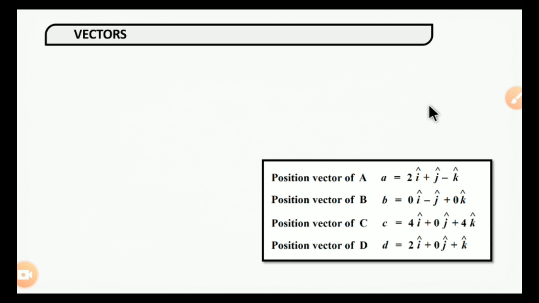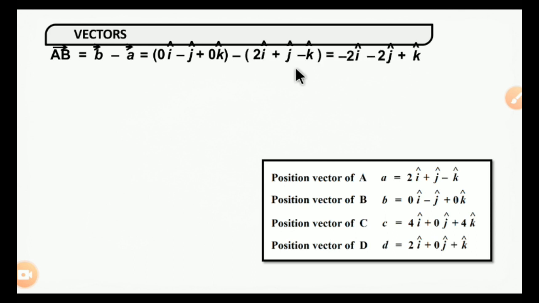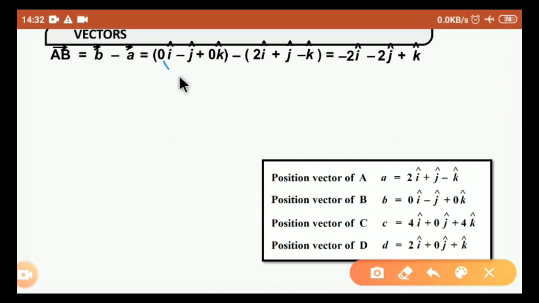So after finding all these position vectors of the points, here AB is equal to B minus A because OB minus OA, so this will be equal to vector B minus A. So that we will be having 0i minus j plus 0k, it is the value of B here, minus into the bracket of 2i plus j minus k, and after the simplification we will be having minus 2i minus 2j plus k, because on the subtraction 0 minus 2 means it becomes minus 2i, minus j minus j is equal to minus 2j, and similarly 0k minus of minus k means plus k, therefore it will be plus k.